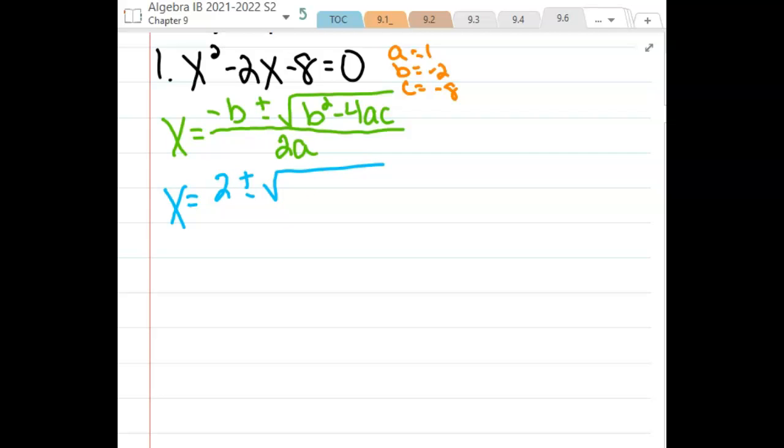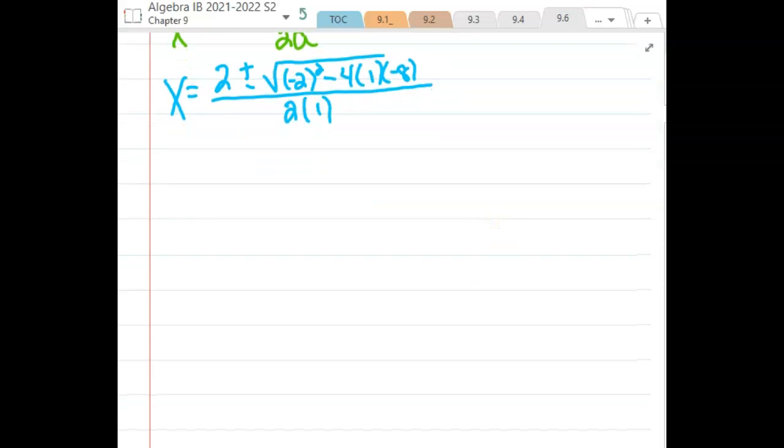Okay, guys, this is so important. Please, please, please, I am begging you, use parentheses when plugging your numbers in. Because I'm supposed to take b squared. So negative 2 squared. We already know it's going to be positive, but just kind of an extra reminder that we put it in parentheses. Minus 4a, which is 1, times c, which we said was negative 8, all over 2 times a, which we said was 1. So the first hurdle to get over is plugging the numbers in the correct spot.